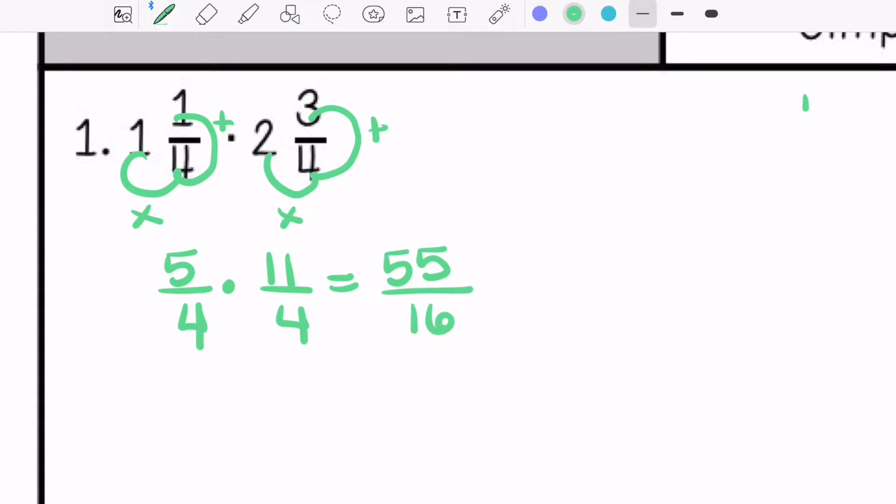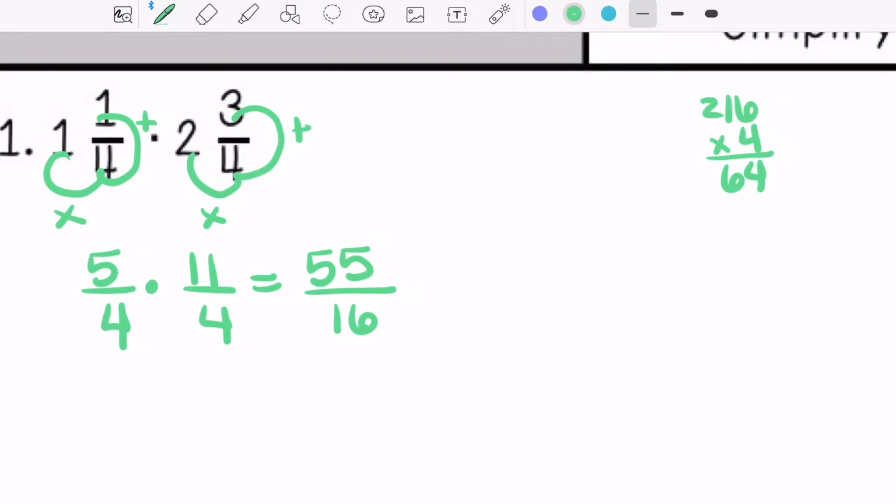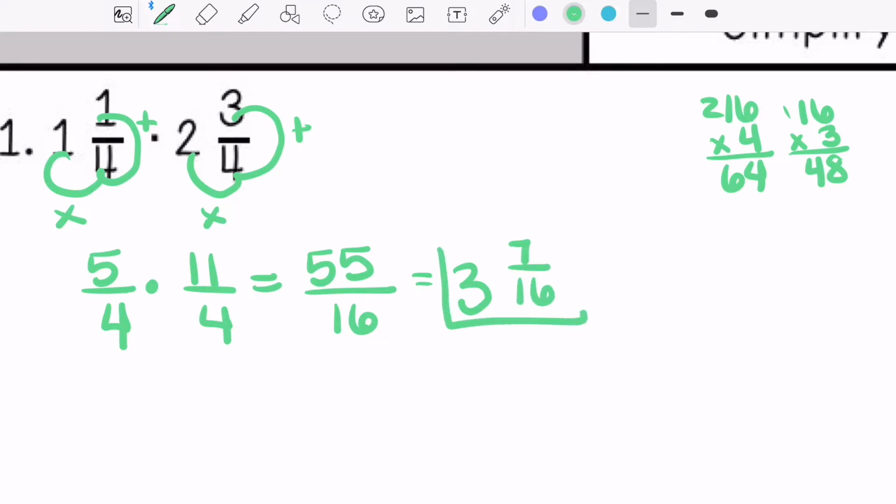See, 16. It's too much. Goes in 3 times with a remainder of 7/16. Cannot simplify that anymore, so that's our answer.